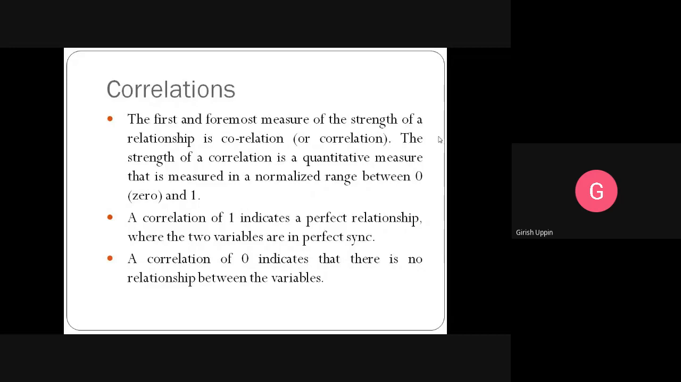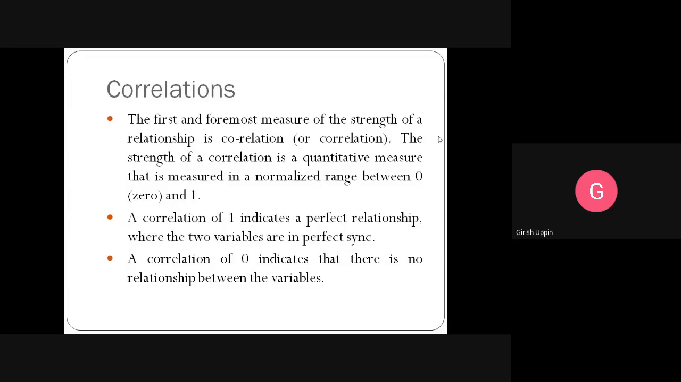0 means they are not at all correlated, there is no relation between the two variables. 1 means they are highly correlated, so they have a very solid connection between them. A correlation of 1 indicates a perfect relationship where the two variables are in perfect sync, and a correlation of 0 indicates there is no relationship between the two variables.